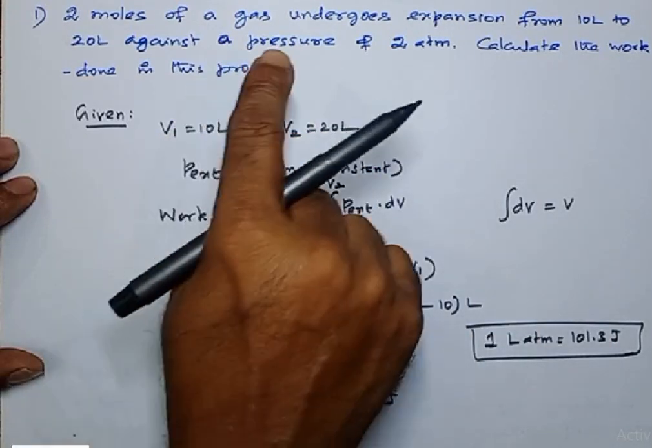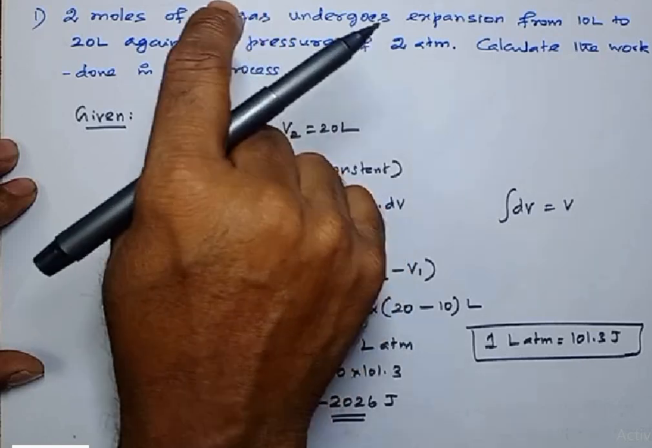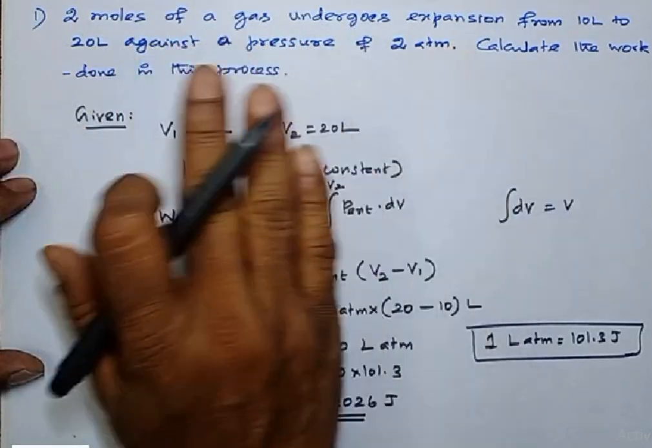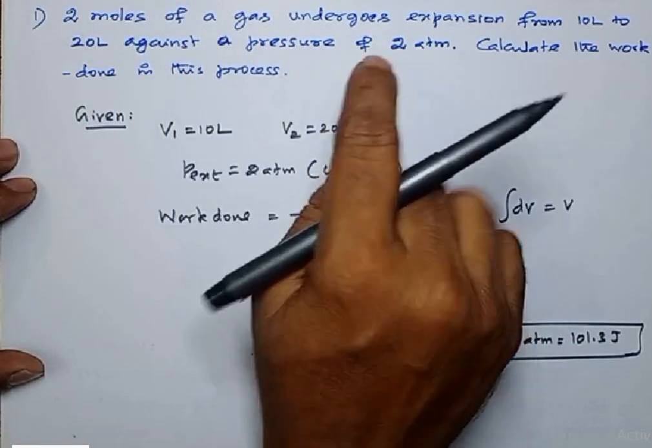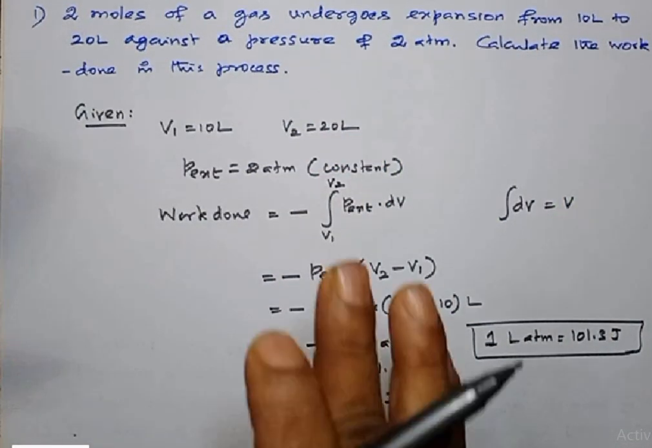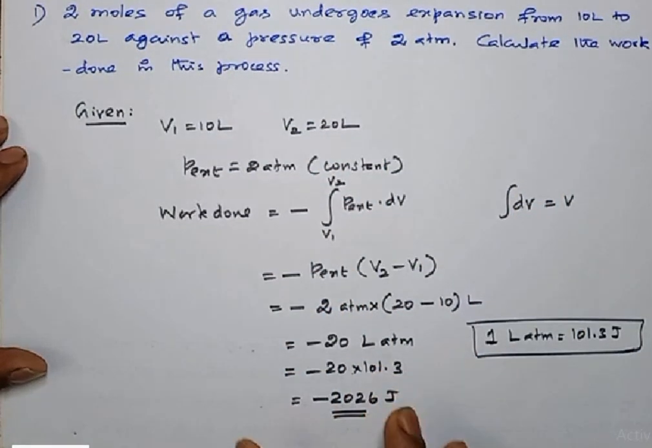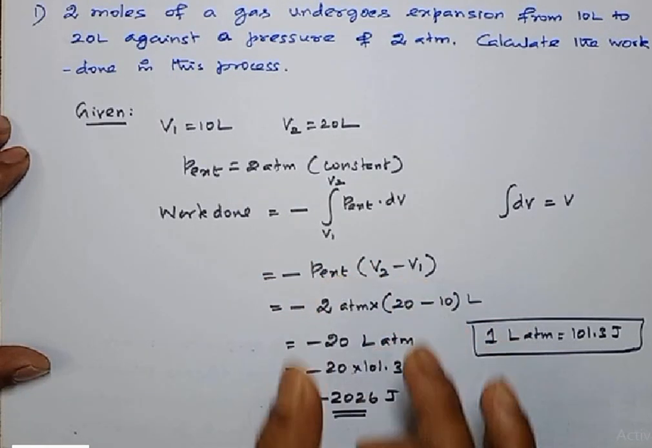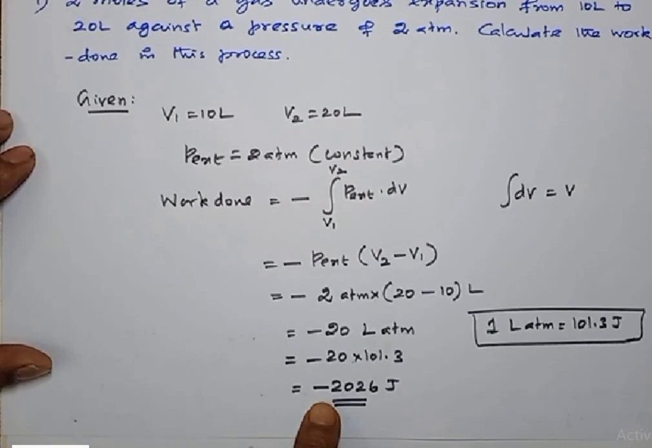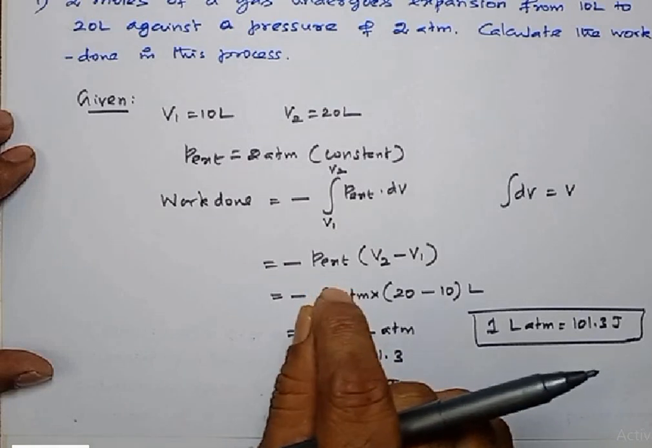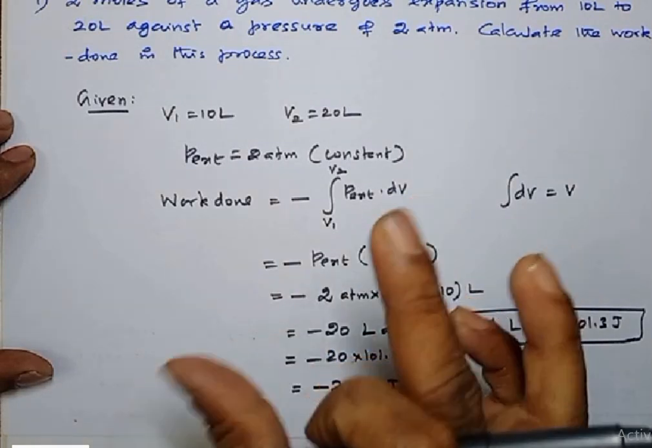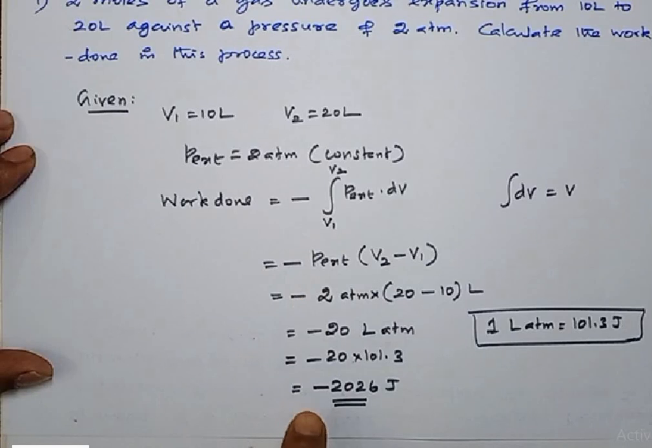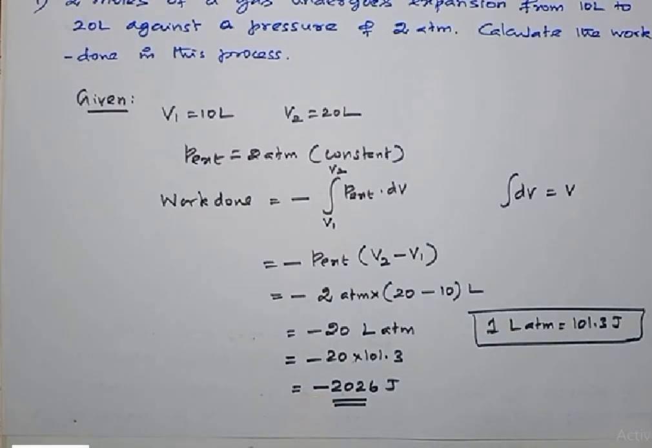Listen carefully. Here they did not mention whether it is ideal gas or real gas. Those informations are not necessary if the external pressure is constant. Whenever external pressure is constant, the work done formula is always minus P external into V2 minus V1. And what does this minus sign indicate? The minus sign indicates that work is done by the system. Expansion means work done by the system, so W should be negative. Now we'll move on to the next question.